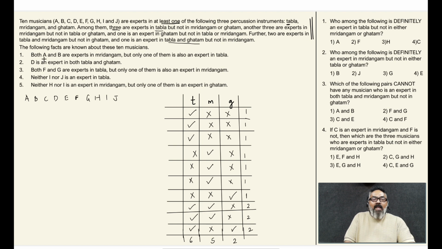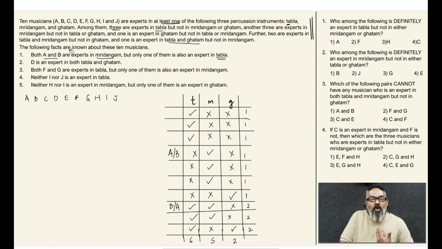Let's start. Both A and B are expert in mridangam, but only one of them is expert in tabla. The mridangam is here. Only one of them is expert in tabla, so T has to be a cross for one and a tick for one. One of them has to have a cross in tabla and one of them has to have a tick. So we can put A or B here and then B or A here. I hope that made sense.